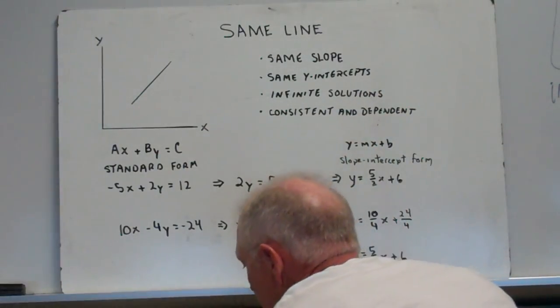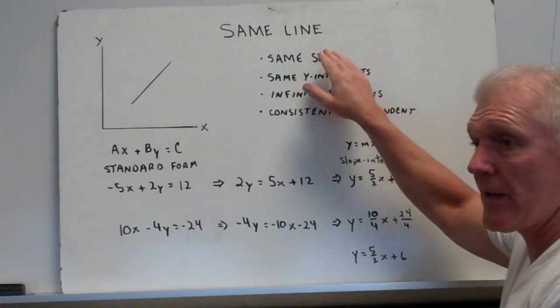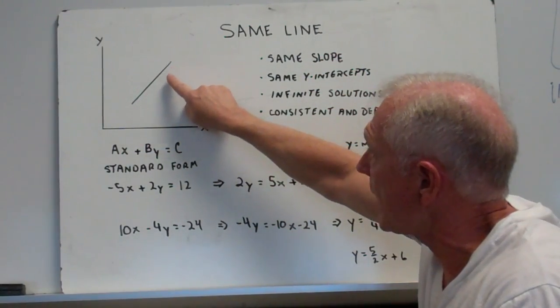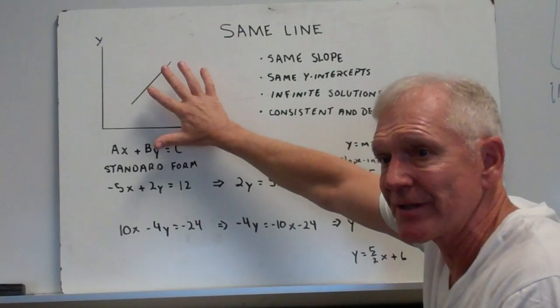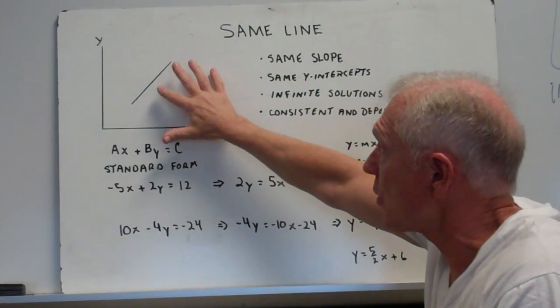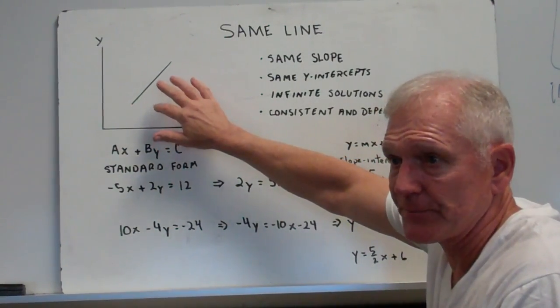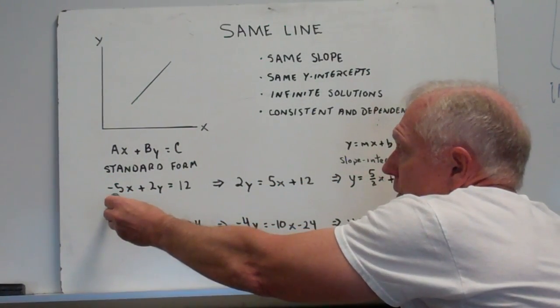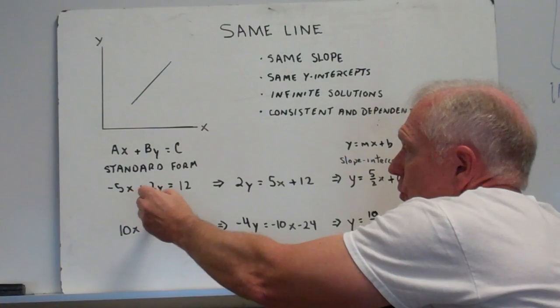The last possibility, when we have the same line. You can see that there's a little bit of green and black, so that's showing you that this is two different equations, but the same line. So basically, they're not different equations. So in standard form, I have negative 5x plus 2y equals 12.